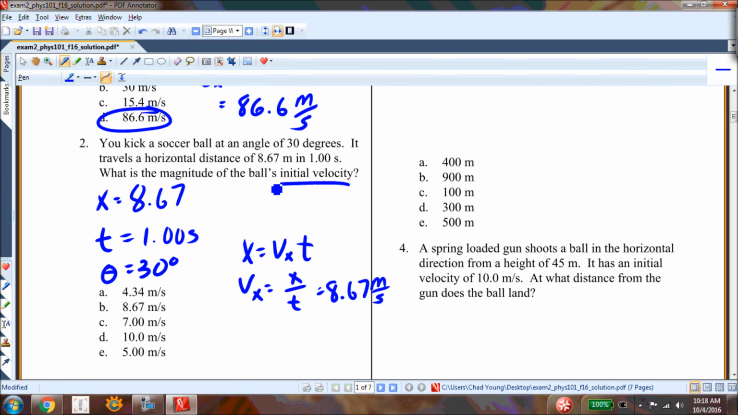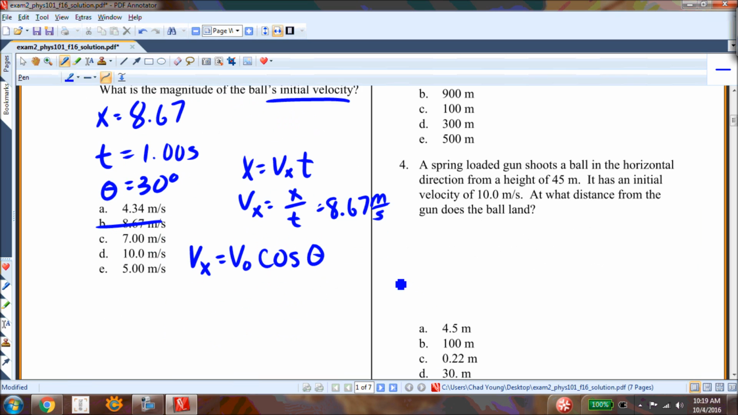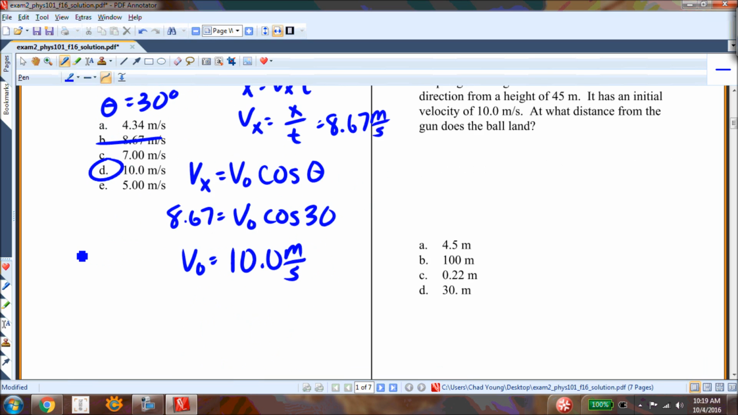But I want to know the initial velocity. That's not the answer. Instead, I want to know what V naught is. I need to recognize that Vx is equal to V naught times the cosine of theta. So Vx, which is 8.67, is equal to V naught times the cosine of 30. And so solving that, I get V naught equals 10 meters per second. So D.